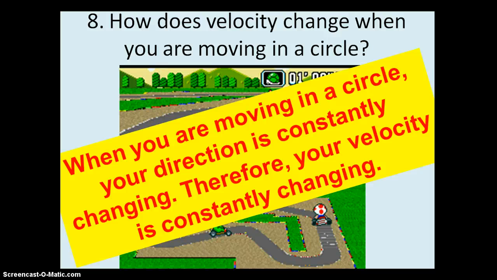Another thing that you might have also thought of is your speed can change when you go in circles. If you've ever played Mario Kart, you know that you can speed up, slow down. When you go in a circle, you might drift a little bit. You're changing your speed as you go all the way around also. So velocity can change when you speed up, when you slow down, when you change direction, or when you change your speed and direction together.